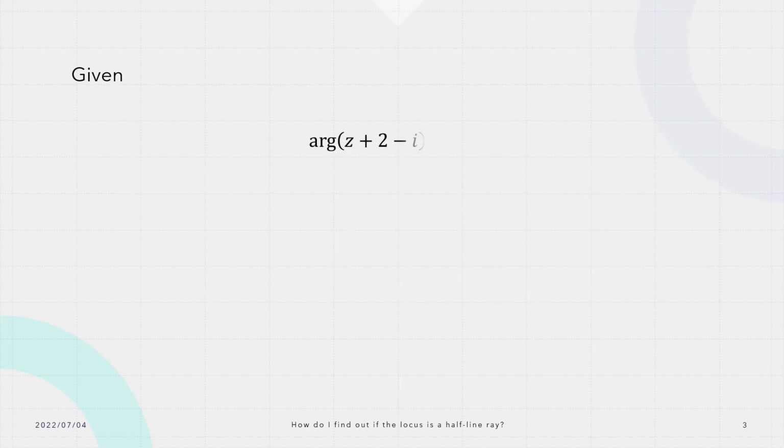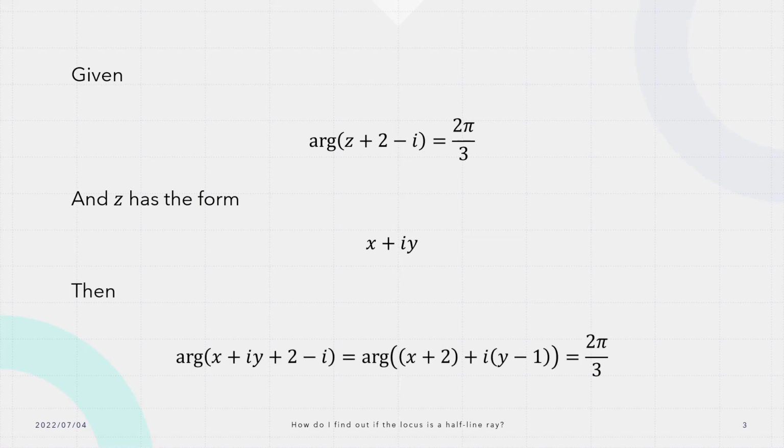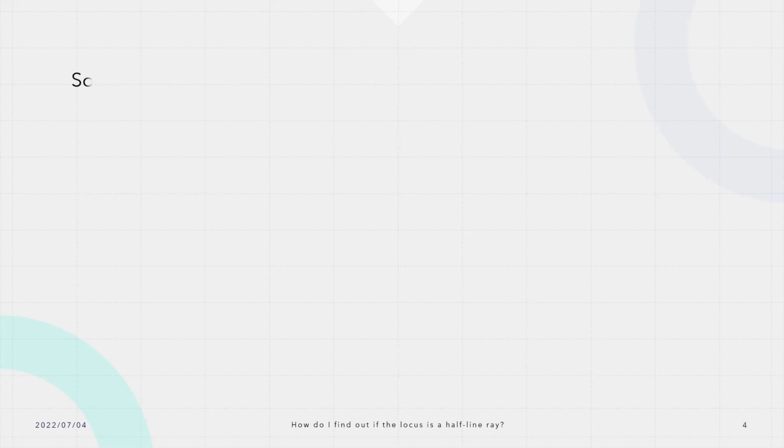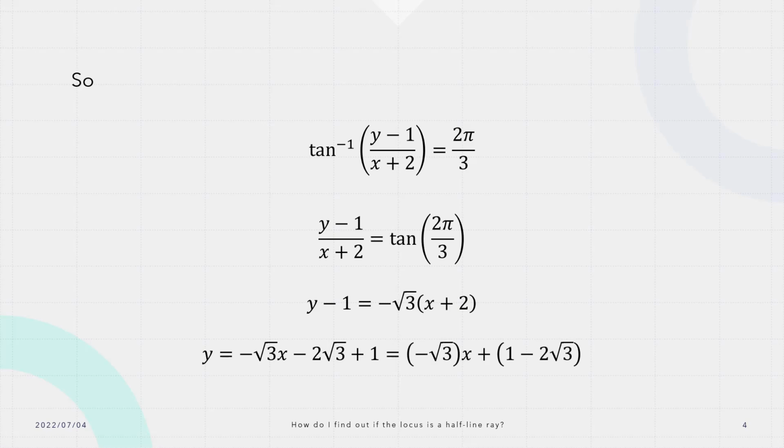Given that the argument of z + 2 - i is equivalent to 2π/3 and z has the form x + iy, then the argument of (x + 2) + i(y - 1) would be equivalent to 2π/3. So we get the tan inverse of (y - 1)/(x + 2) is equal to 2π/3. We can then simplify and make y the subject of the formula to get the Cartesian equation of the line y = -√3x + 1 - 2√3.